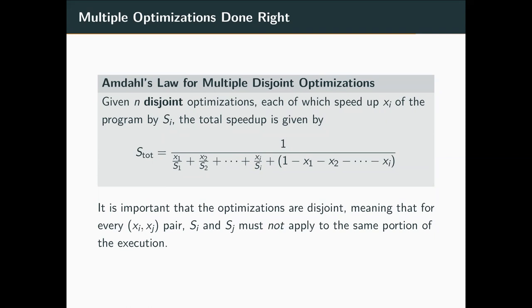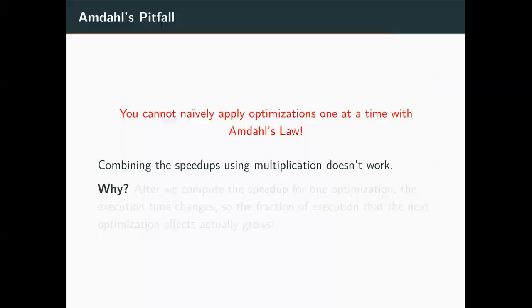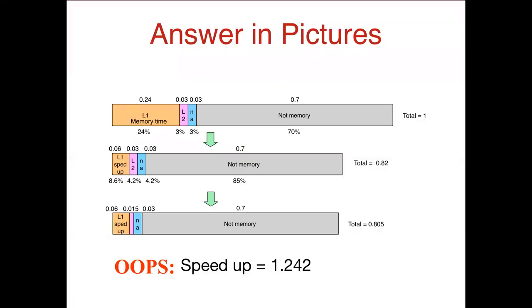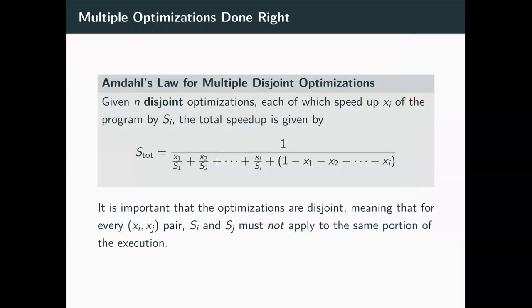So what does it mean to be disjoint? It's important that these are disjoint. So let's just say that we have some x sub i and x sub j pair, say x1 and x2, s1 and s2. They must not apply to the same portion of the execution. So back in our pictures, our first optimization of this L1 cache only affects these, and then the L2 cache optimization only affects this part of our execution. So they're disjoint, they're not related. So that's going to work. We're going to be able to use this equation.